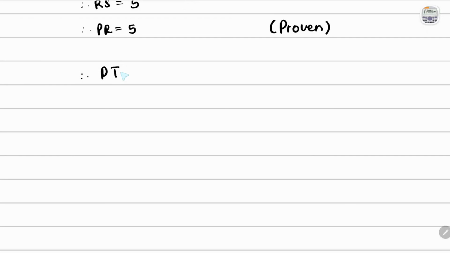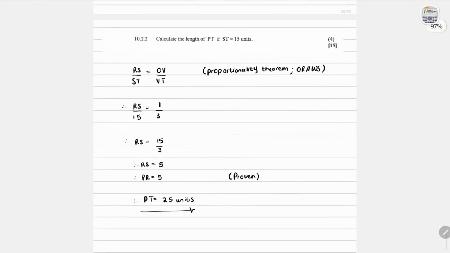Therefore, PT is equal to 25 units, and that is our answer. And that is it for question 10.